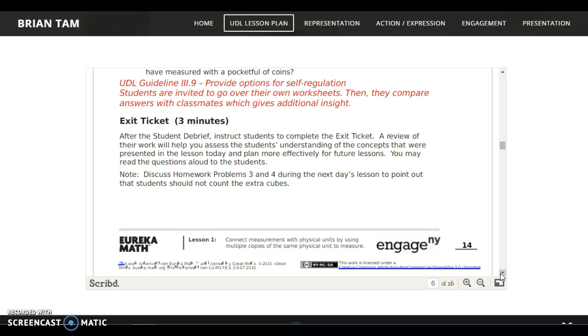Next, for the student debrief, students are invited to go over their own worksheets. Then they compare answers with classmates, which gives additional insight, which is consistent with UDL guideline 3.9. Provide options for self-regulation.